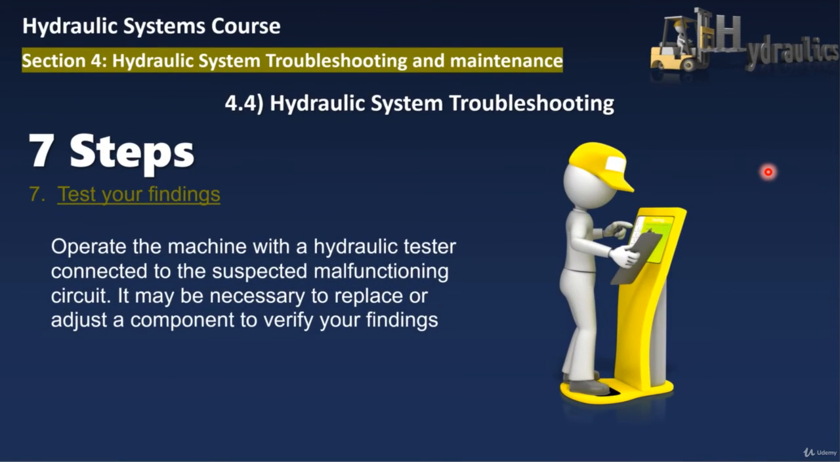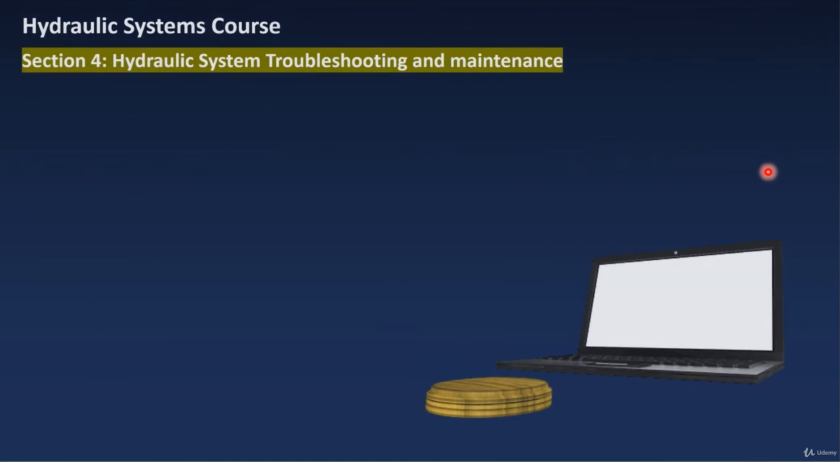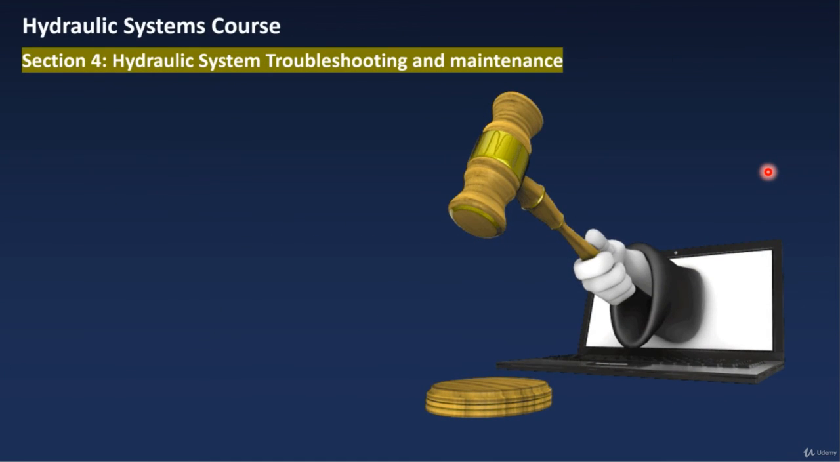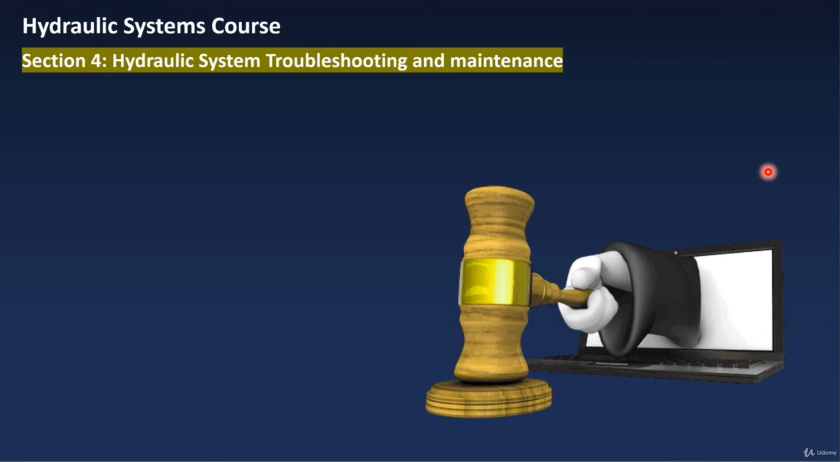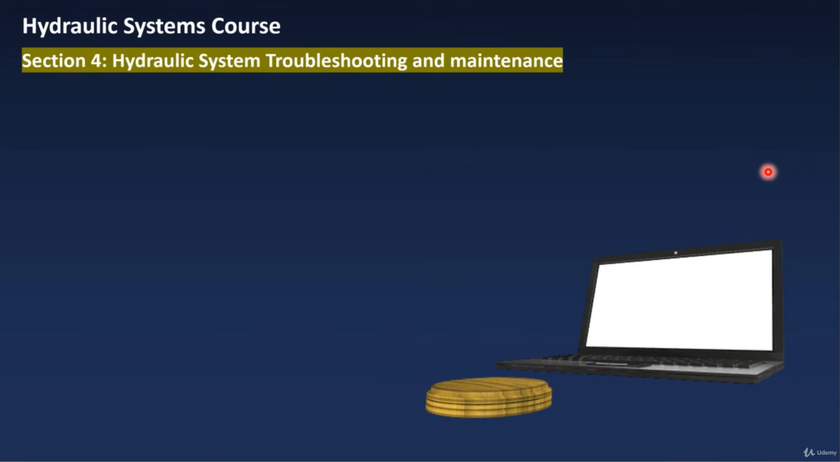Then the last step, after doing the repair, is to test your findings. Operate the machine with the hydraulic tester connected to the suspected malfunctioning circuit. It may be necessary to replace or adjust a component to verify your finding. So those are the basic seven steps to guide you on how to conduct troubleshooting to identify the problem you are facing in your hydraulic system.